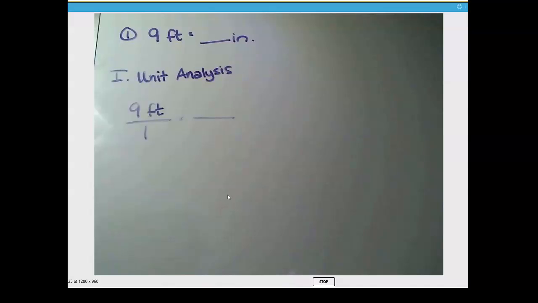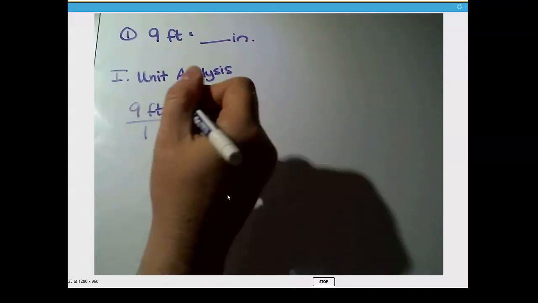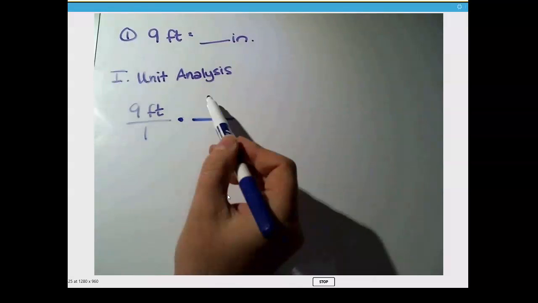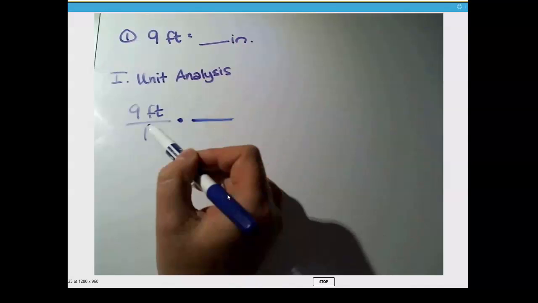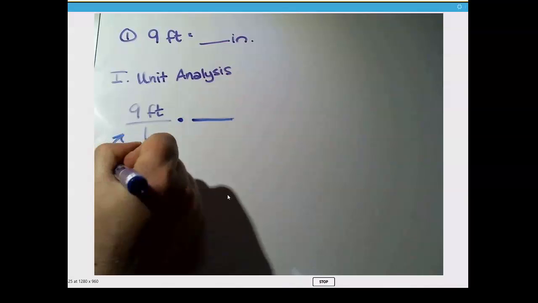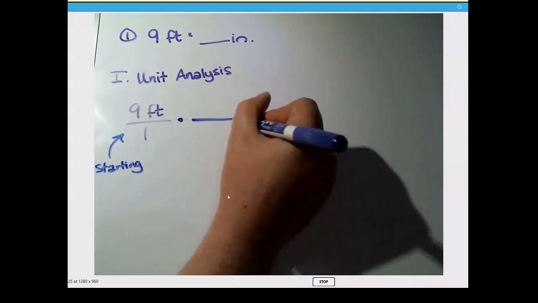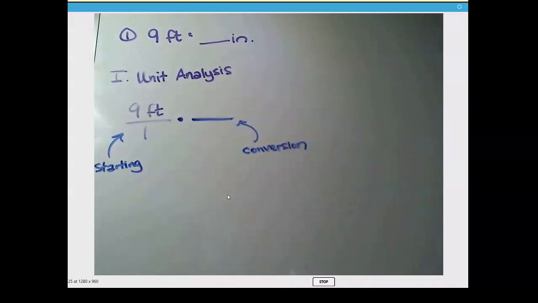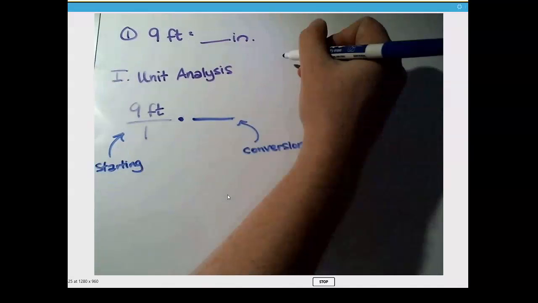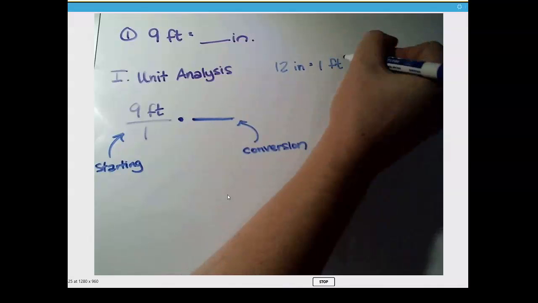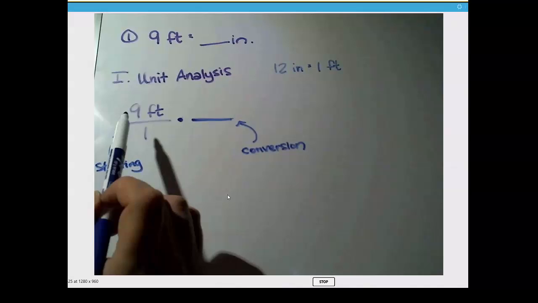So, let me get a different one here. Okay, so we're going to set this next one up using a conversion. So this is always your starting unit. This one is always going to be a conversion. What do I mean by a conversion? I mean the fact that there are 12 inches in the foot. Okay, but the labels make a difference.